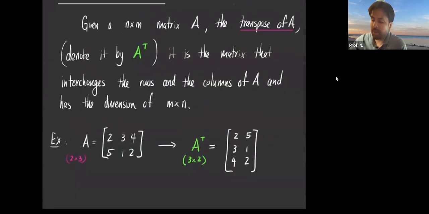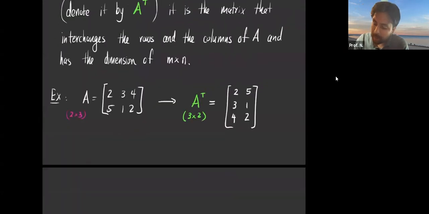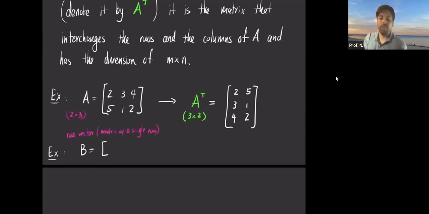Of course, you can do other examples. If you have B, for example, and you have what's called a row vector. So we have column vectors and row vectors. A row vector is a matrix with a single row. So if you have only one row in a matrix, it's called a row vector. If a matrix has only one column, it's called a column vector.